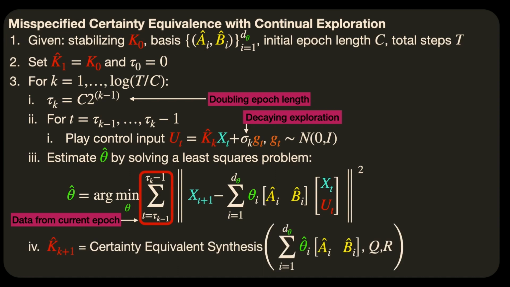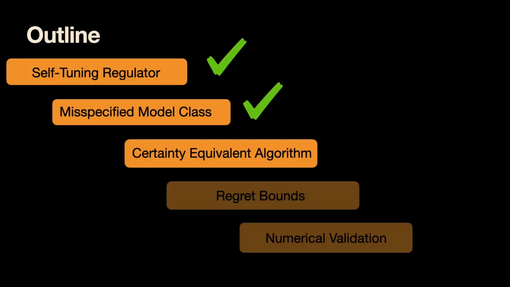Given that parameter theta hat, we're going to synthesize the controller for the next epoch using certainty equivalence. So we'll treat the parameter theta hat as though the linear combination we get from that are the true dynamics, and then synthesize the LQR controller. Okay, so this just proceeds until the T time steps are exhausted, and we incur whatever regret we get from playing these inputs and observing the states we observed. That's the algorithm that we're going to be able to prove bounds about.